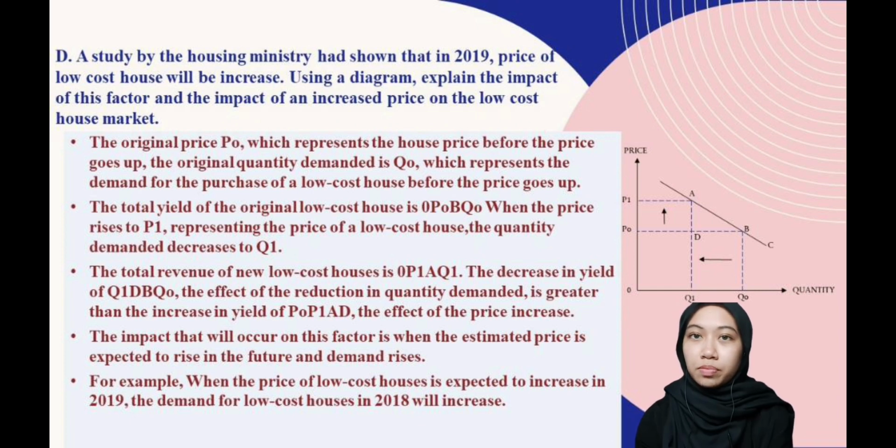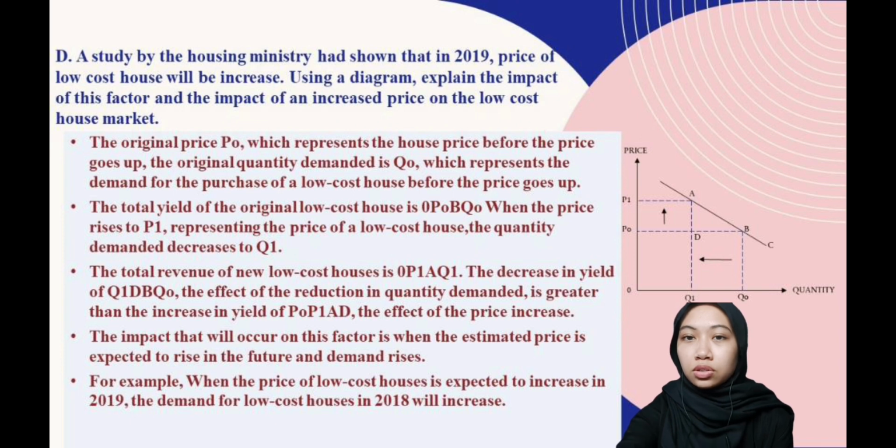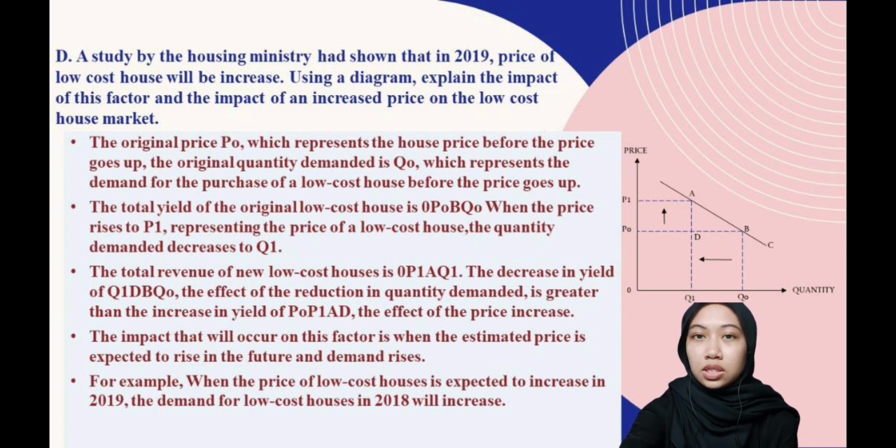market. Based on the diagram above, at the original price P0, which represents the house price before the price goes up, the original quantity demanded is Q0, which represents the demand for the purchase of a low-cost house before the price goes up. The total yield of the original low-cost house is 0 P0 when the price rises to P1, representing the price of a low-cost house. The quantity demanded decreases to Q1. The total revenue of new low-cost houses is 0 P1AQ1. The decrease in yield of Q1 dBQ0, the effect of the reduction in quantity demanded, is greater than the increase in yield of P0 P1AD, the effect of the price increase.